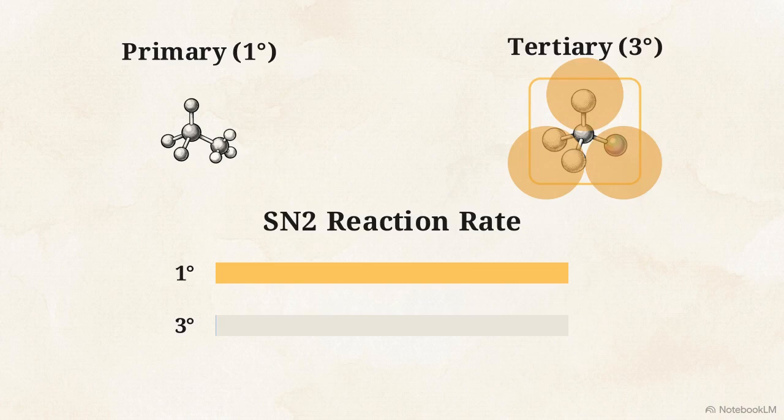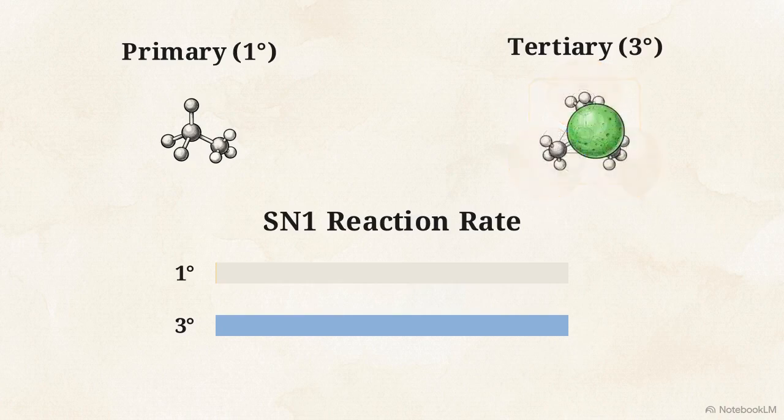In an Sn2 reaction, a single-step substitution, the exposed primary carbon reacts rapidly. However, the tertiary carbon's reaction rate for this same mechanism drops to 0. We see the opposite trend in an Sn1 reaction, which involves two steps. The primary carbon fails to react, while the tertiary carbon executes this pathway efficiently.